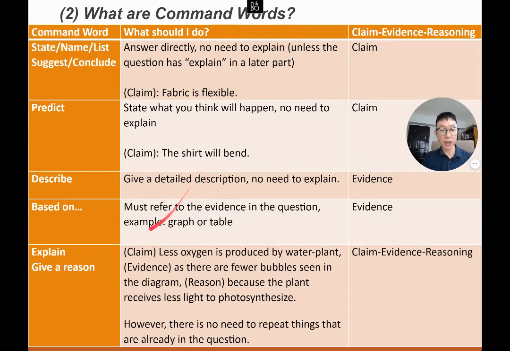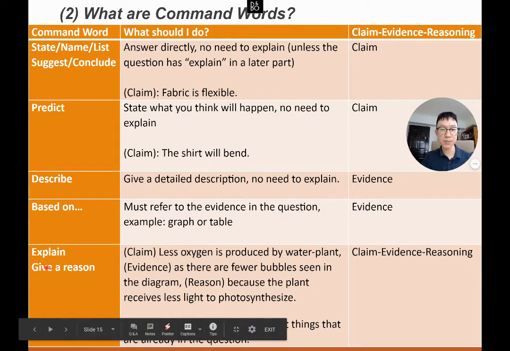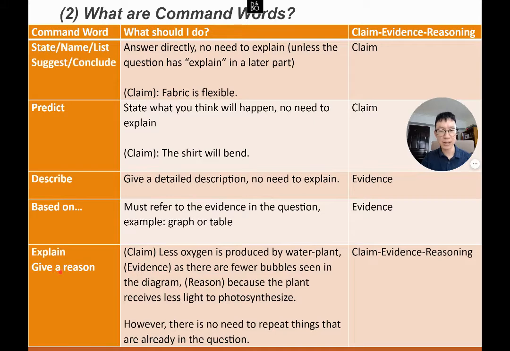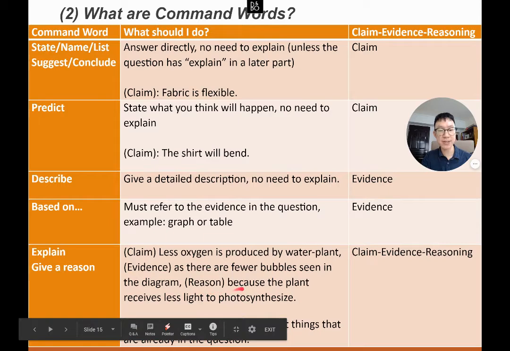But on the other hand, if the question asks them to explain, for example, explain why water plant B has less oxygen produced, then they need to link it to the evidence and a science concept to explain the reason. So you need the C, E, and R. For example, the evidence is that there are fewer bubbles seen. The reason is because there's less light to photosynthesize.